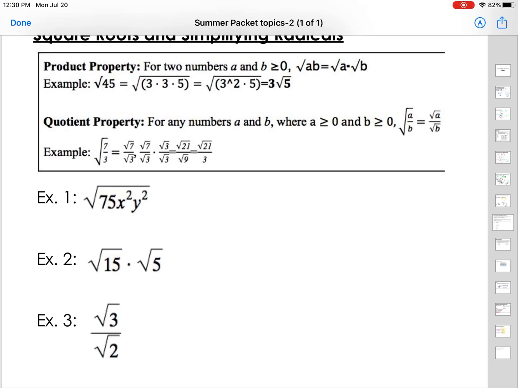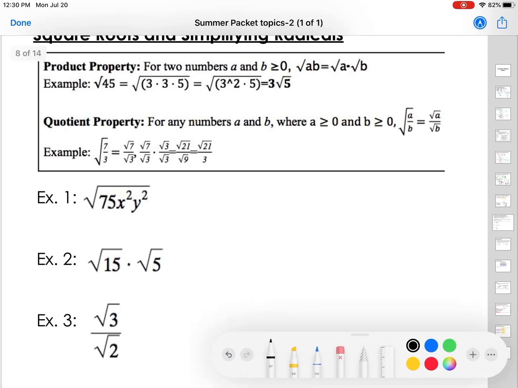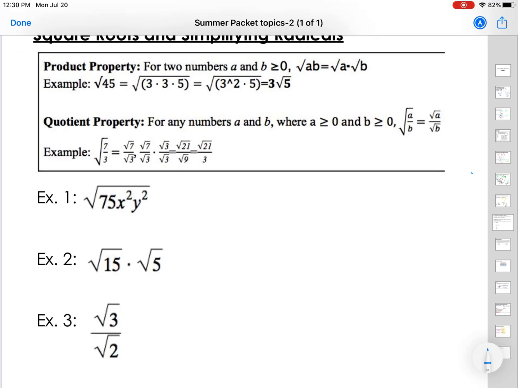All right, so the next thing we're going to talk about is square roots and simplifying radicals. So when I see that square root symbol, what I really want to note is that I'm trying to figure out what things multiply to it. So if I took the square root of 100, the answer would be 10 because 10 times 10, or 10 squared, is 100. But when the numbers aren't nice, we have some other options.